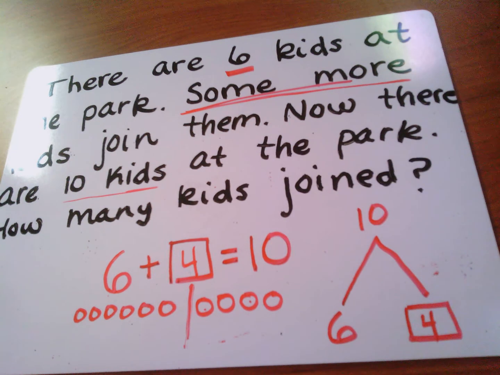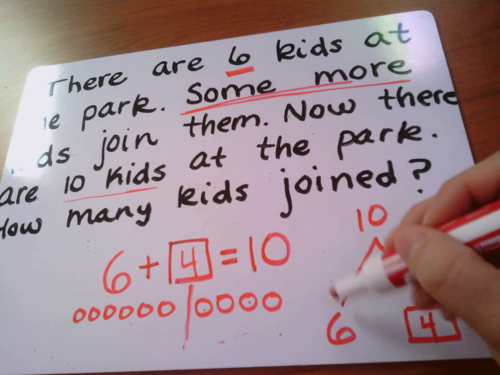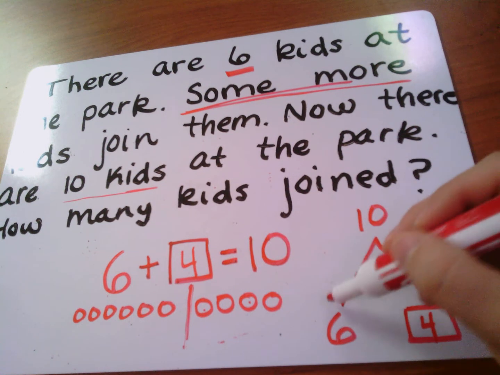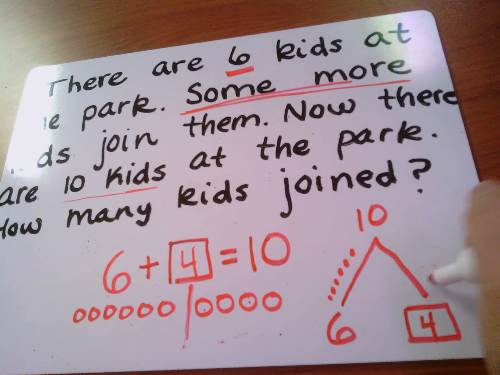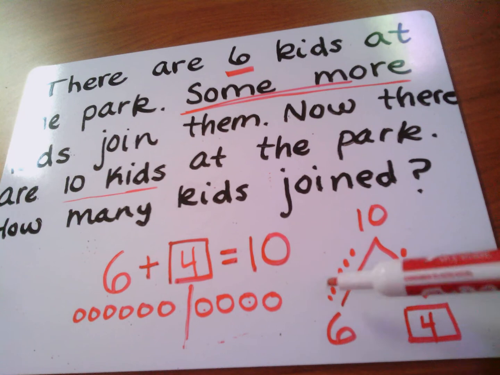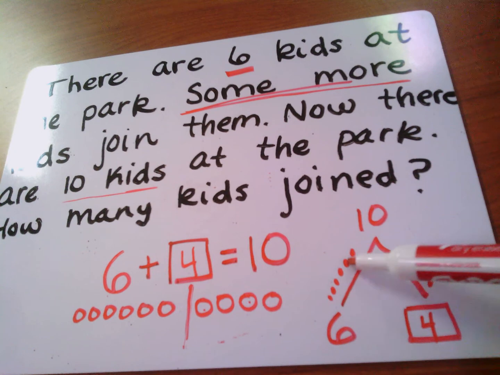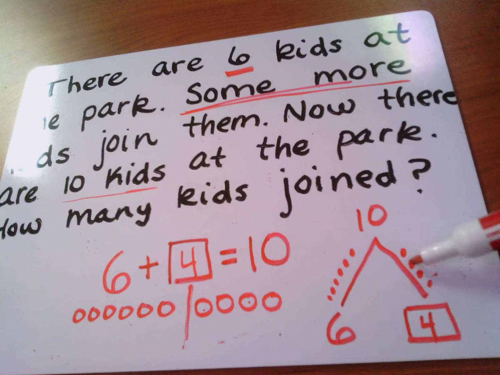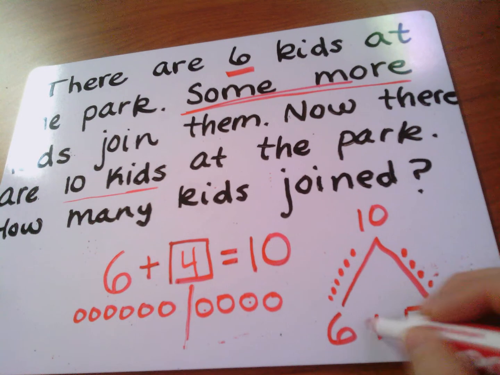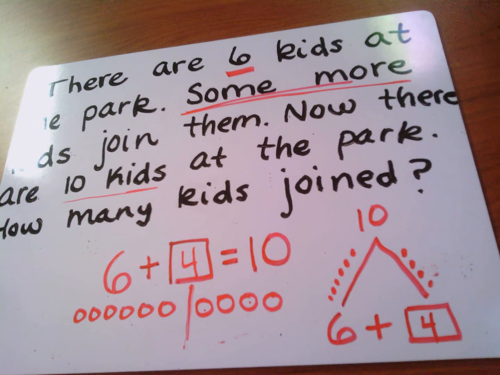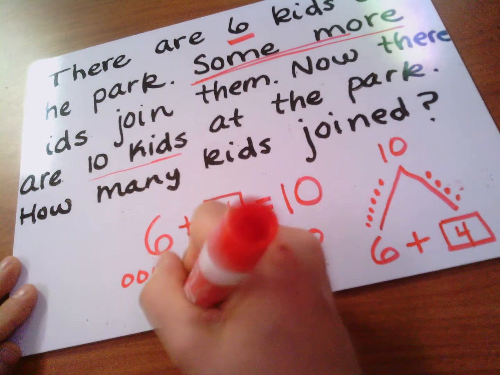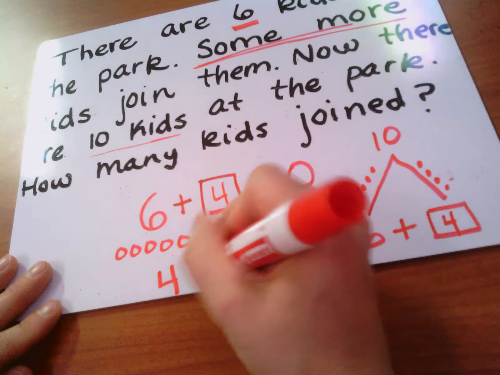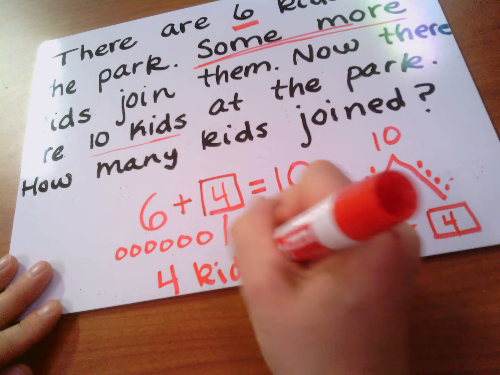And I can double check it over here on the math mountain. I'll draw 6 tiny tumblers over here. 1, 2, 3, 4, 5, 6, and 4 over here. 1, 2, 3, 4. Just to double check, I'll count them by ones. 1, 2, 3, 4, 5, 6, 7, 8, 9, 10. Good, it works. So 4 is the answer, and the label would be kids because we're talking about kids.